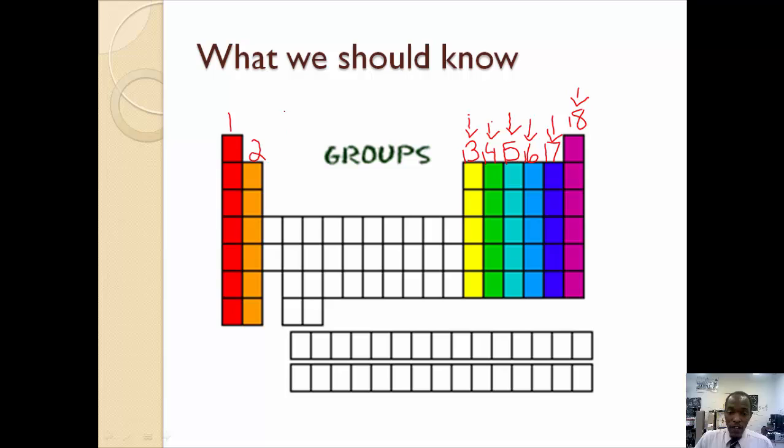The valence electrons are the electrons on the outermost energy level. And when you hear me say orbits, that's the same thing as energy levels. These elements here all have 1 valence electron.